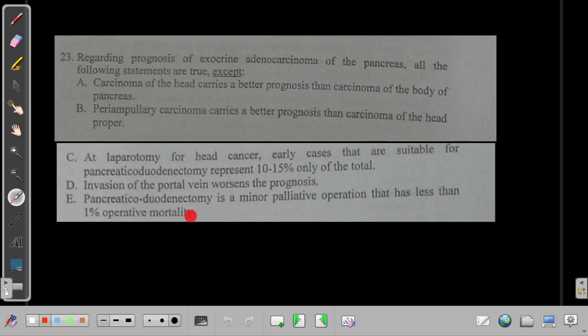This is the exception. Whipple operation is a major operation with operative mortality around 10%, not 1%. Okay.